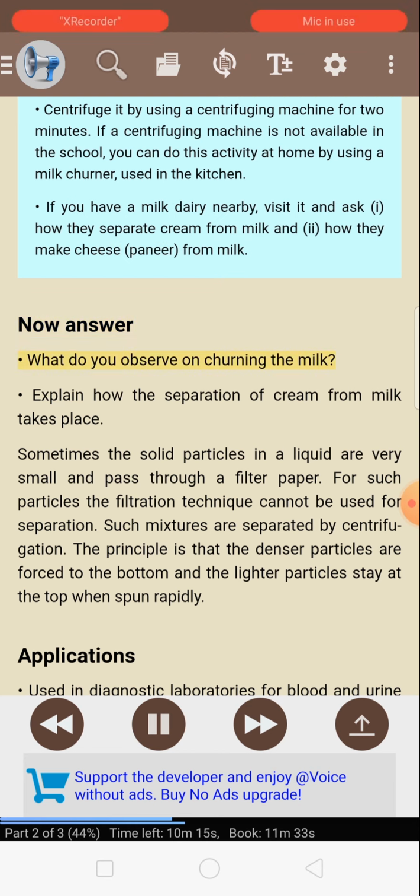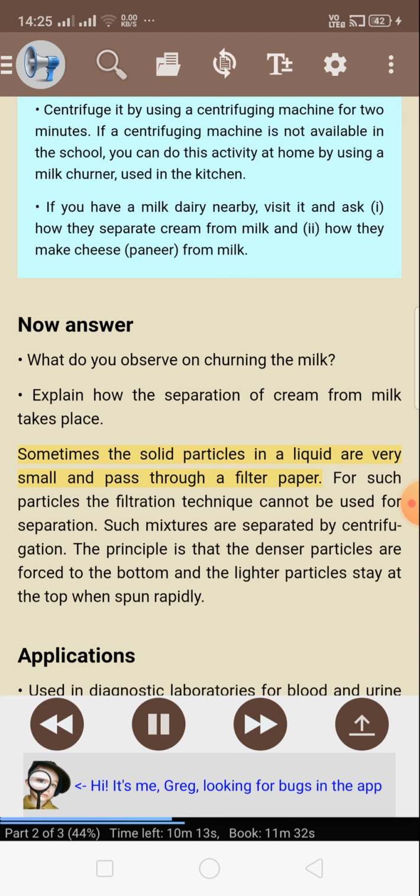Now answer. What do you observe on churning the milk? Explain how the separation of cream from milk takes place. Sometimes the solid particles in a liquid are very small and pass through a filter paper. For such particles the filtration technique cannot be used for separation. Such mixtures are separated by centrifugation.